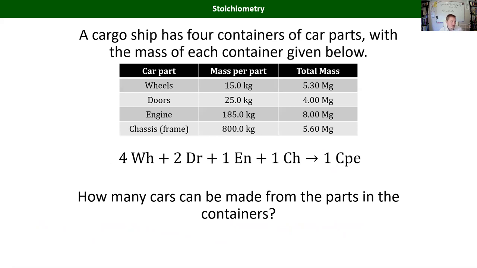We have 4 containers. All we know is that one container is all wheels and it weighs 530 megagrams. One container is all doors that weigh 400 megagrams. The first thing we would want to do is figure out how many objects we have of each of these, because that's just like finding out how many moles we have for each. Then we can say, okay, I'm clearly going to run out of engines first, or I'm going to run out of wheels first. So it becomes a logistics issue of figuring out what runs out first.